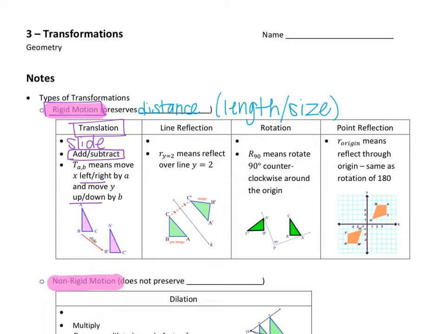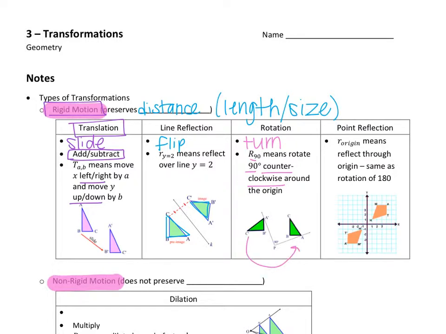The next one that we have is a line reflection, which is a flip. So here we're taking triangle ABC and flipping it over line K to map onto A prime, B prime, C prime. The next one we have is a rotation. A rotation is just simply a turn. If we have positive degrees, rotate positive 90, that means that we are rotating in a counterclockwise direction, going against a regular clock.